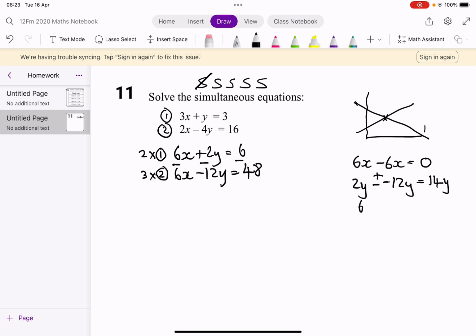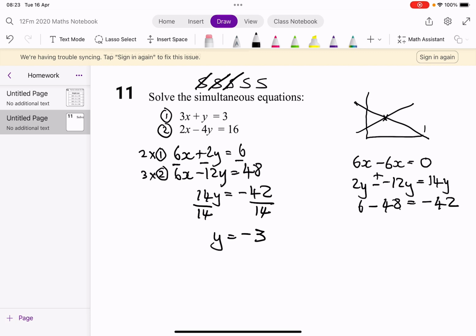And finally, I've got 6 take 48. Remember, 6 take 48, we can see that it's negative because it's a small number take a big number. If you do 48 take 6, which is the difference, that gives you 42. So this is minus 42. So what I've then got is 14y equals minus 42. So I've made them the same and I've subtracted. And now the third S is just to solve this. To solve it, divide by 14, divide by 14. y equals negative. There are 3 14s in 42, so it's negative 3. So I've now solved it.